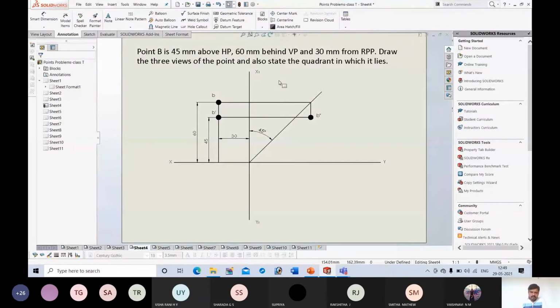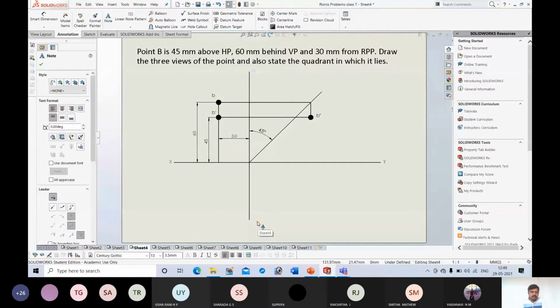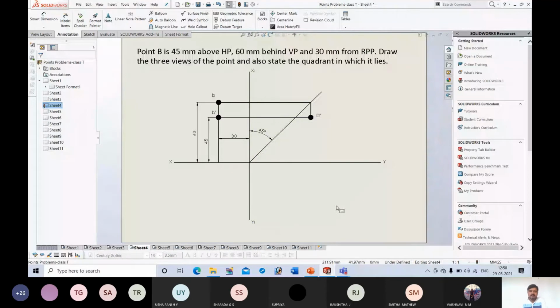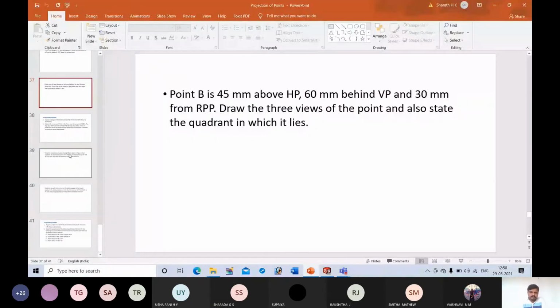Okay, next, I will consider two typical problems and that will complete projection of points. I will give a few assignment problems. So this is the next question.